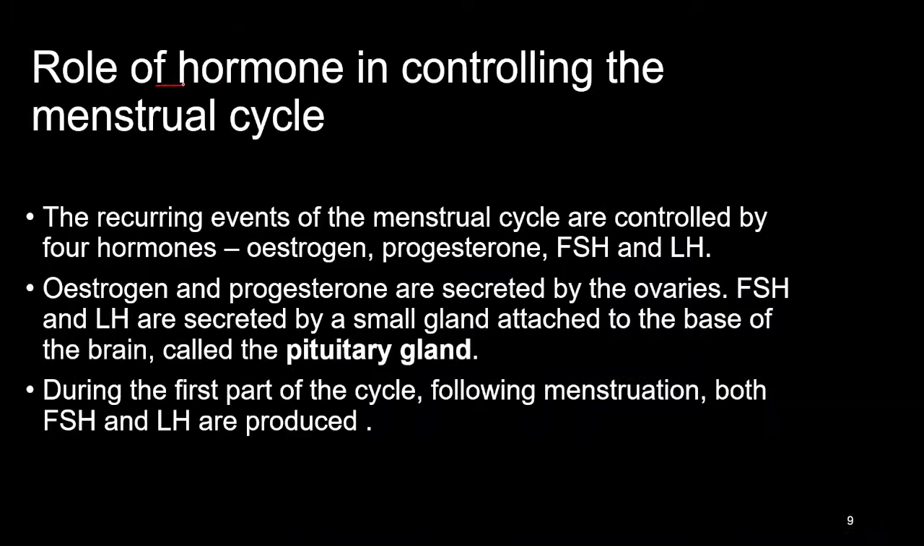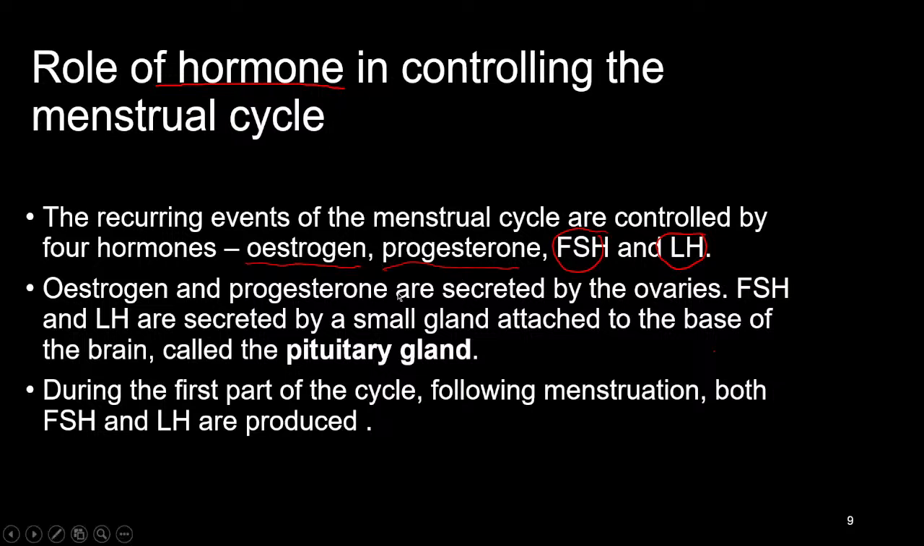So now it's very important to look at the role of hormones in controlling the menstrual cycle. The recurring events of the menstrual cycle are controlled by four main hormones that you really need to focus on. It's the estrogen, progesterone, FSH, which is follicle stimulating hormone, and LH, which is this word. When we look at it, then I'll pronounce it properly because I don't really know how to pronounce it properly. Sorry.